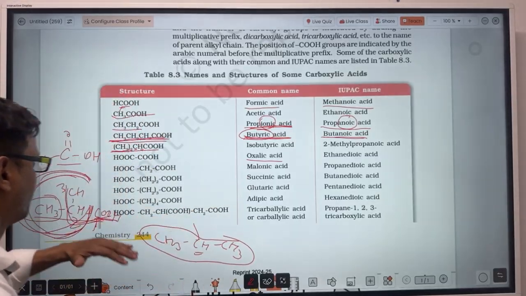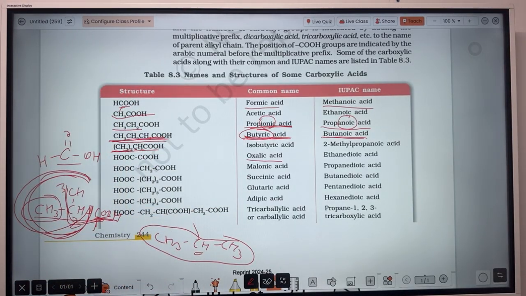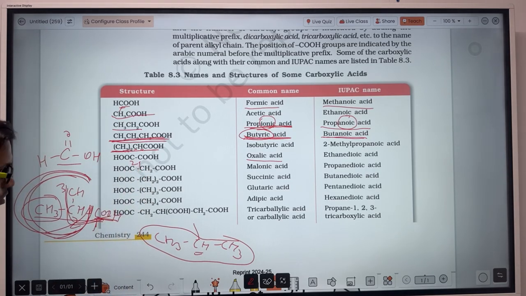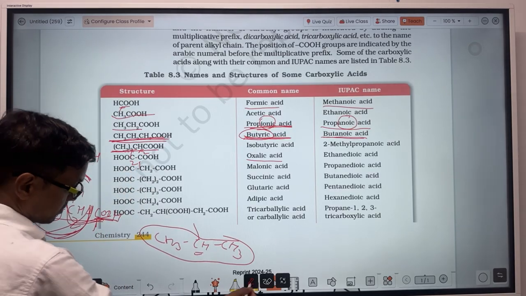So the common name of the compound in which the two COOH groups are bonded with each other through a single covalent bond will be oxalic acid. And how to write the IUPAC name? So when you have to write the IUPAC name, let's see, this is one carbon and this is second carbon, or this is first carbon and this is second carbon, whatever you would like to consider.